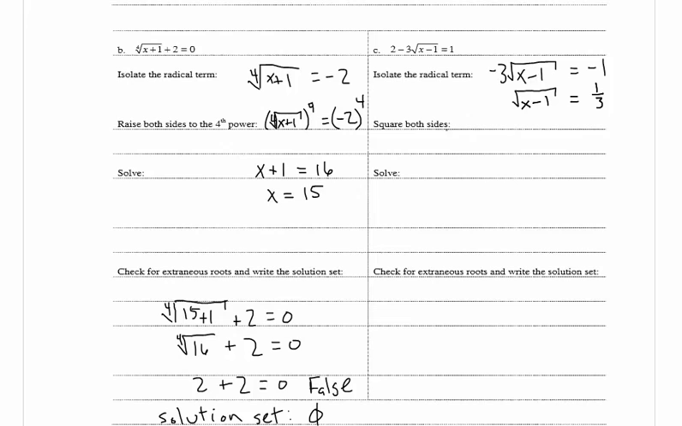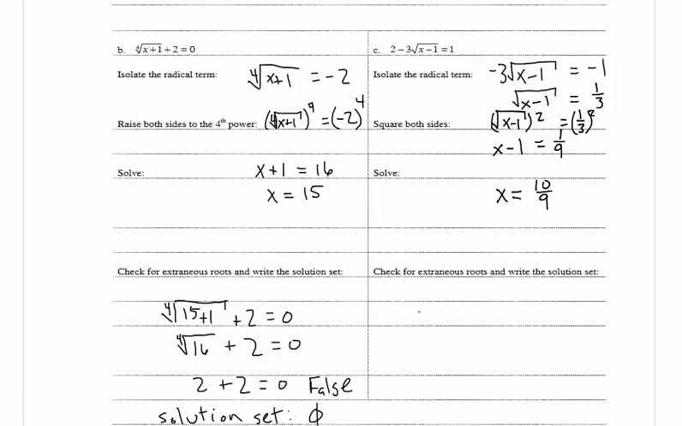And now it tells us to square both sides. So we have the square root of x minus 1 squared is equal to 1/3 squared. And the square root of x minus 1 squared is equal to x minus 1. And 1/3 squared is equal to 1/9. And now it wants us to solve. So we're going to add 1 to both sides. So we're going to get x is equal to 10/9. And now we want to check for extraneous roots and write the solution set.